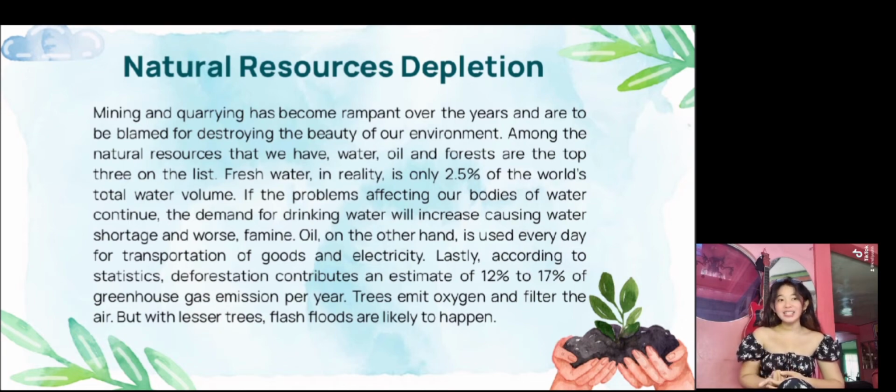Oil, on the other hand, is used every day for transportation of goods and electricity. And lastly, according to statistics, deforestation contributes an estimated 12% to 17% of greenhouse gas emissions per year. Trees emit oxygen and filter the air. But with fewer trees, flash floods are likely to happen. So that is one of the scariest environmental issues that the Philippines is experiencing now.